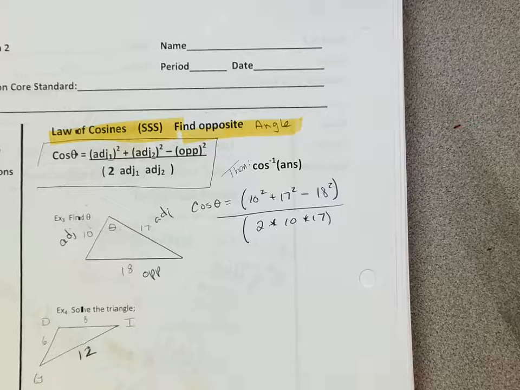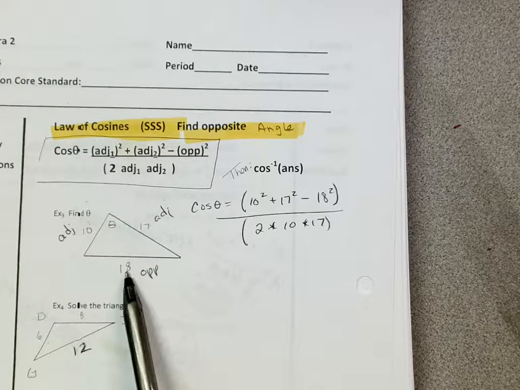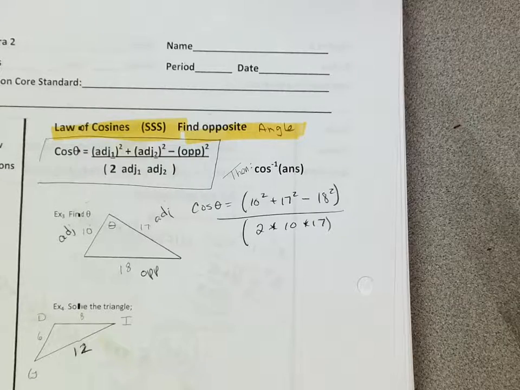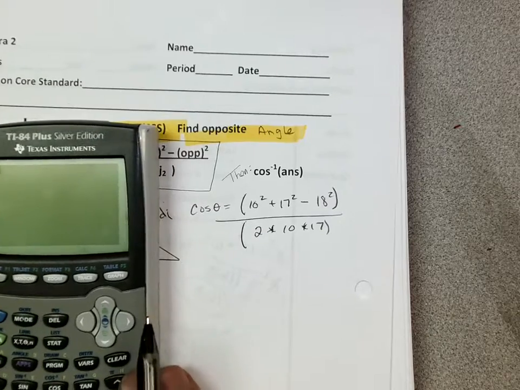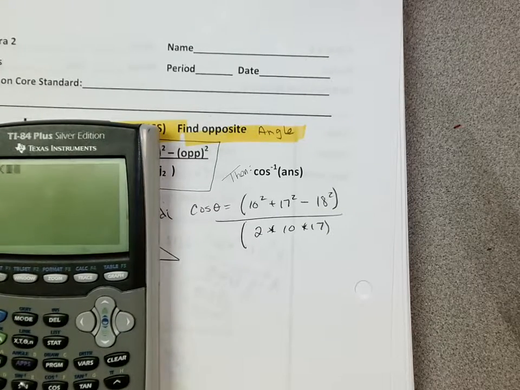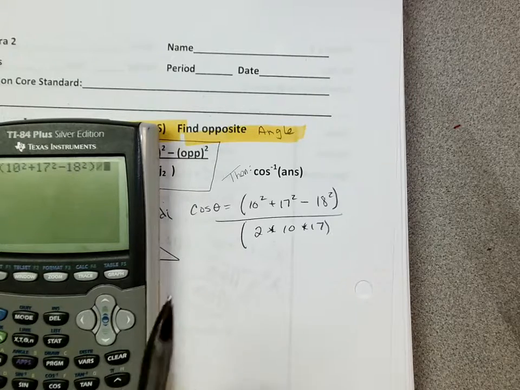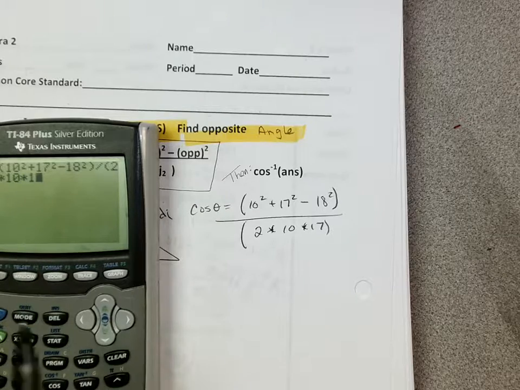All right, so I'm just setting things up in the formula. Adjacent squared plus adjacent squared minus the opposite squared divided by 2 times the adjacent times the adjacent. Now you have to have parentheses with your calculator. It's very important because you will mess up bad if you don't have your parentheses. So I'm going to go to my calculator. I'm going to go parentheses 10 squared plus 17 squared minus 18 squared, right? Parentheses divided by parentheses 2 times 10 times 17.